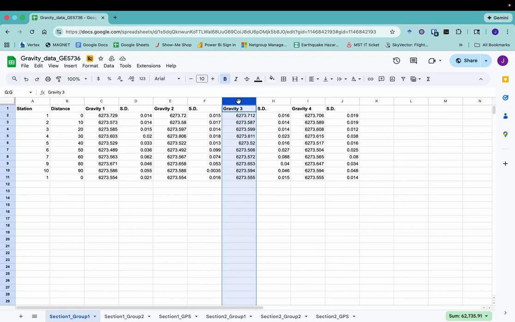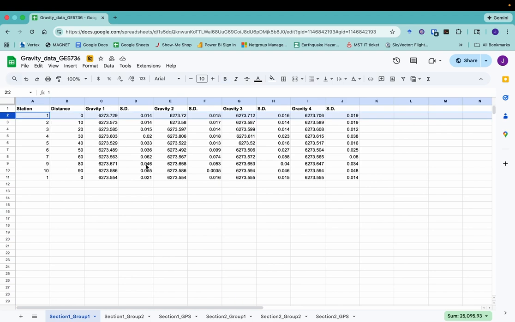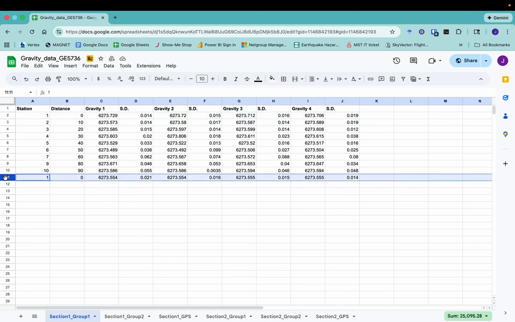And so what we'll need to do eventually is subtract out the value of our reference station, which in this case is station 1. And you can see we've got two measurements of station 1, and that's so that we can calculate a drift correction if needed.